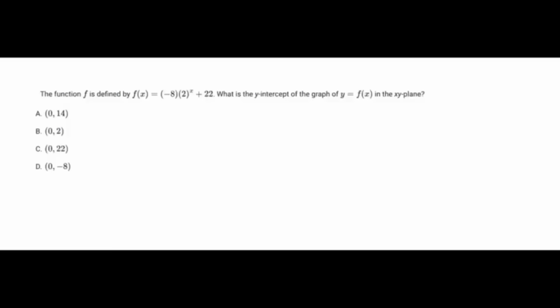The function f is defined as f of x equals negative 8 times 2 to the power of x plus 22. What is the x-intercept of the line y equals f of x in the xy plane? All right, so first off, the number is probably jumping out at you, the plus 22, but don't fall into this trap. There's always that answer choice that they want you to pick, but it's really just a trick answer. So instead of jumping to conclusions, seeing this plus 22, everything else here is being multiplied and it's dependent on x.